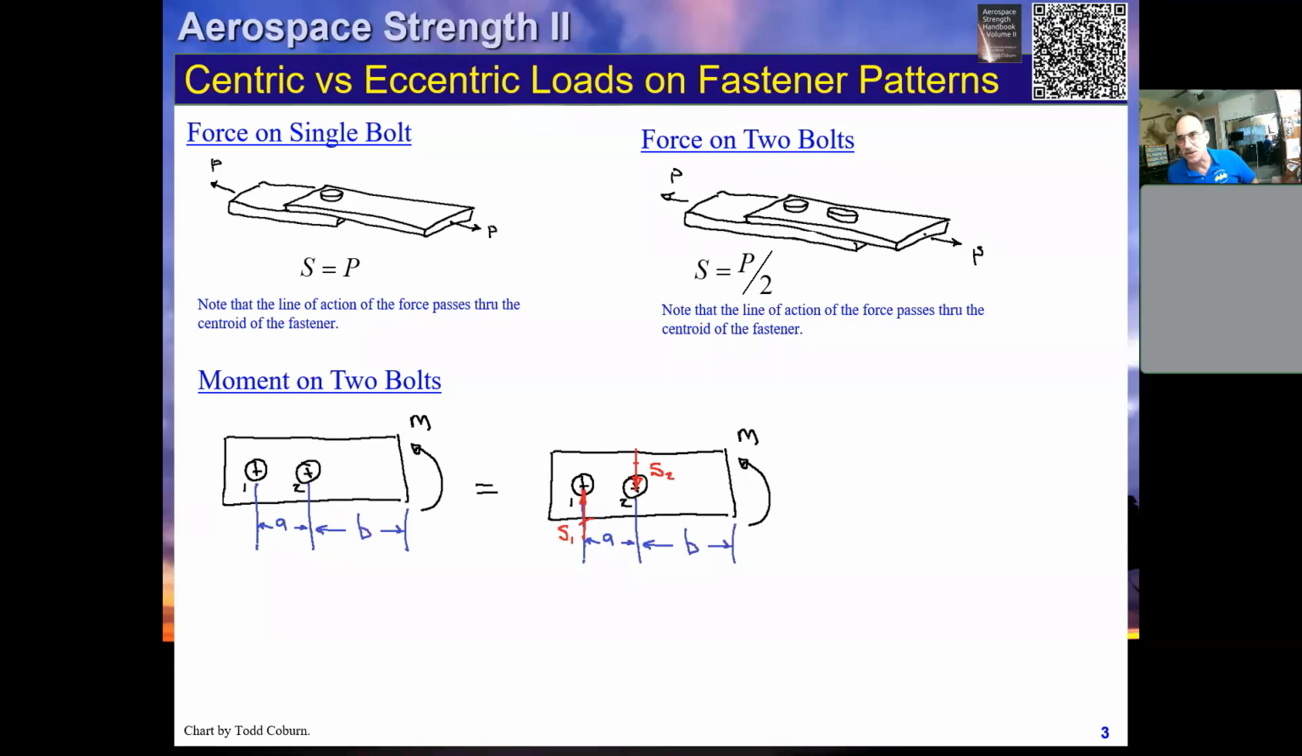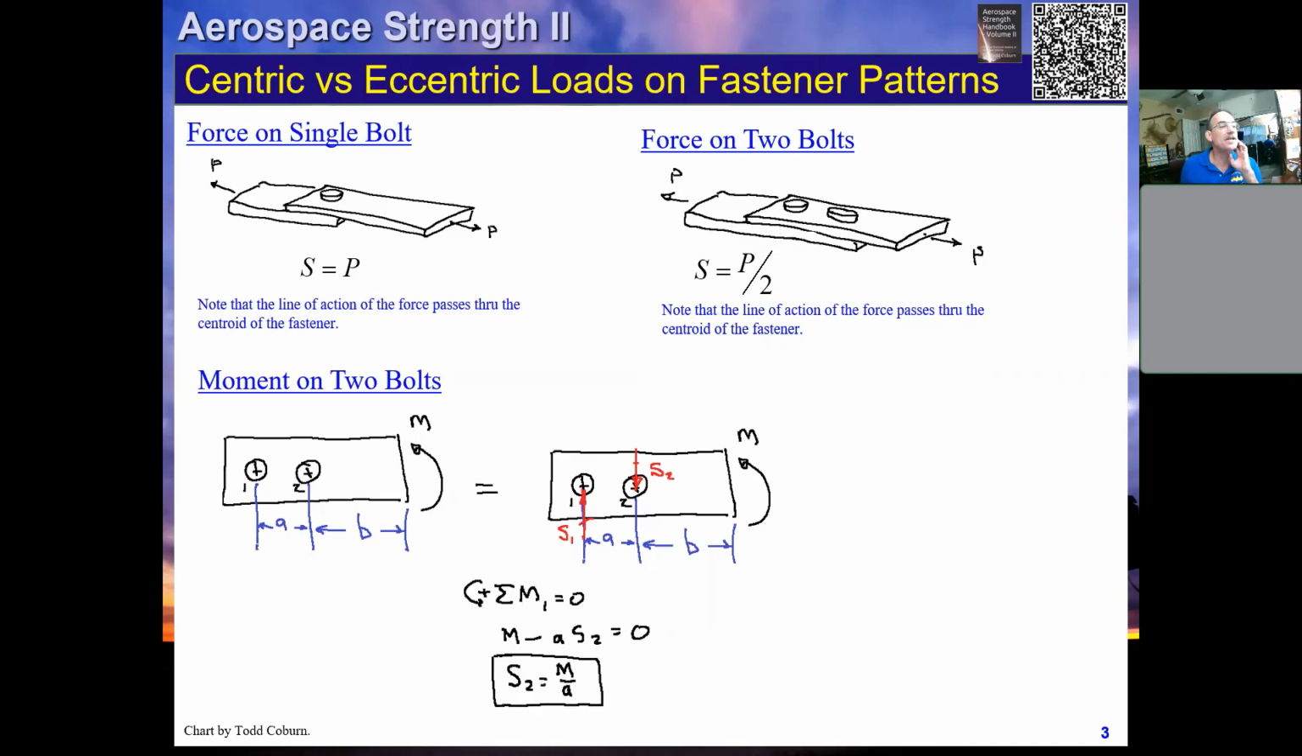Now, if we don't know what the directions are, that's not critical. We can just draw both reactions upward. They're both shear forces, so we can call them S. And then we can sum our moments to determine what they are. So let's do that. Now, once again, this is an action-reaction pair. We have a moment applied, and what I have drawn here are the reactive forces in the fasteners.